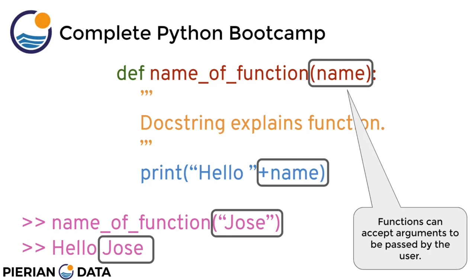Here I have my function, and it accepts this parameter, name, and what it's going to do is say print hello plus name. So that essentially means that name should be a string, and I'm going to concatenate it with hello. So that means when I call my function here, it says name of function, Jose, and then it'll say hello Jose, which means now I can pass in any string I want into name of function, and it should say hello and then that string.